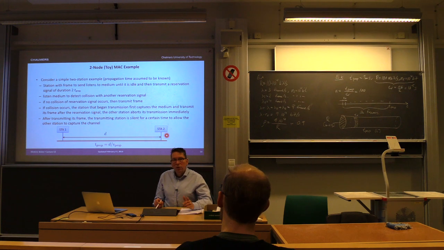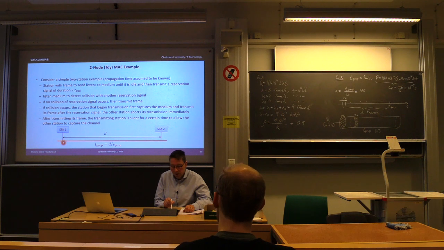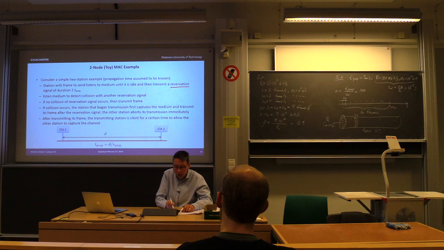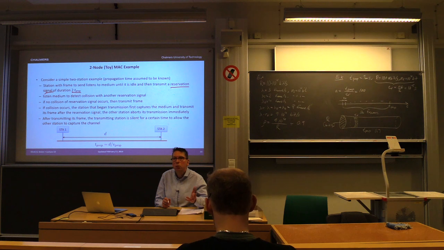Now, I will state what the protocol does and then motivate why it does this. Well, first of all, a station that would like to transmit, say station number 1, before transmitting the actual frame, listens to the medium to see if there are any ongoing transmissions. If the medium is free from the perspective of station number 1, then it starts to transmit a special signal, a reservation signal, and it does that for 2 t_prop seconds. And why this is the case, we will see shortly.